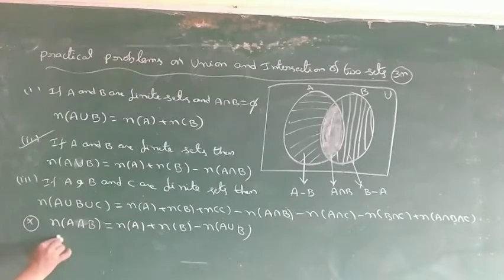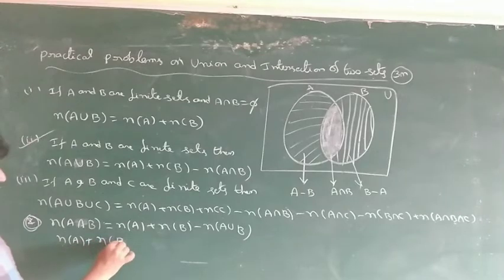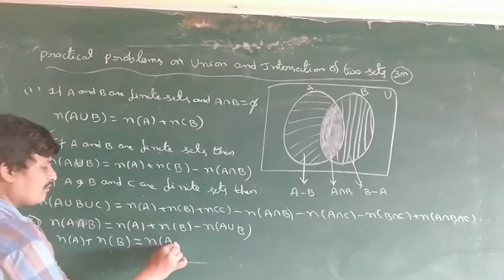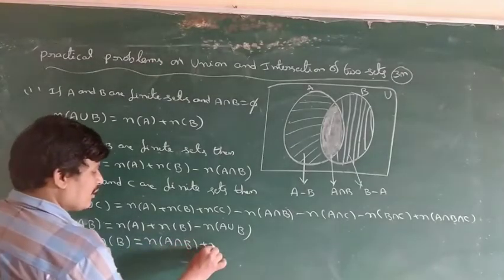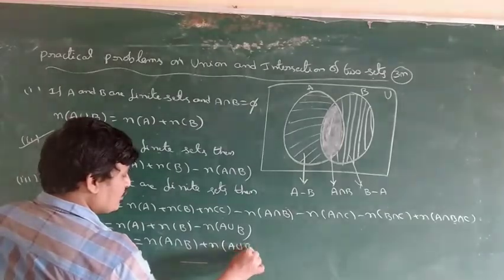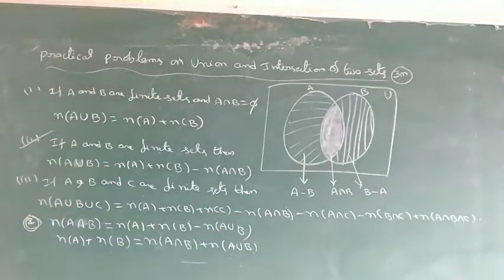Next, from the second result: n of A plus n of B is equal to n of A intersection B plus n of A union B. These are some results from the second, which is the main result. Okay, next.